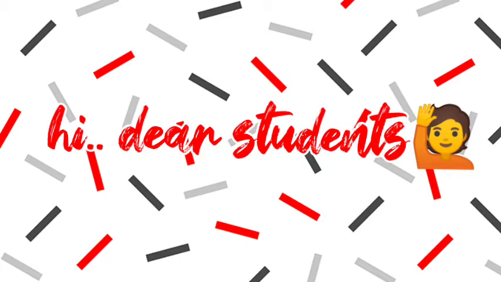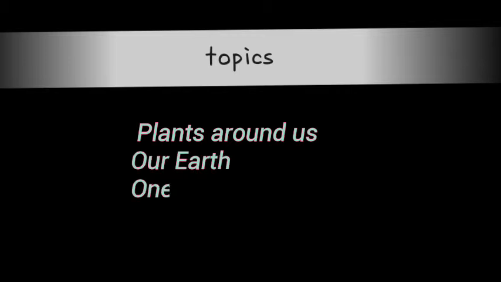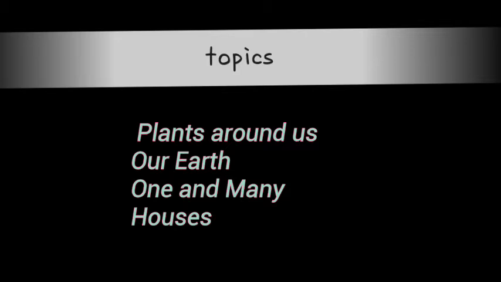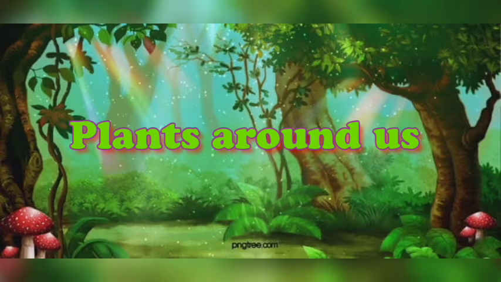So in this class, I am going to take the next four topics, okay? Let's see what they are. The first one is plants around us, the next is our earth, and then one and many, and then houses. Now all of you please take page number 10. The topic is plants around us.